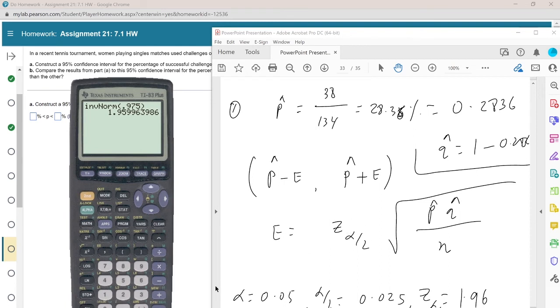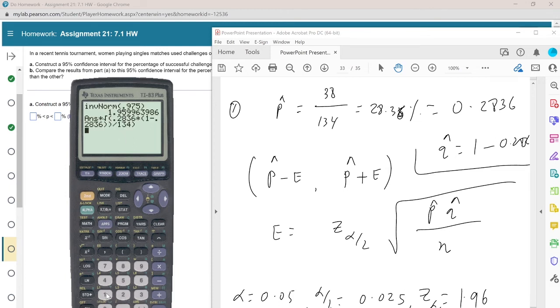So I'm going to multiply this Z score by the square root. Square root is this one, and then multiply the p cap, which is 0.2836, times the complement of that. If you subtract this one from 1, what do you get? It's 1 minus 0.2836. I'm going to use double parenthesis, and then divided by n. n is 134, and parenthesis close. That is our answer for margin of error.